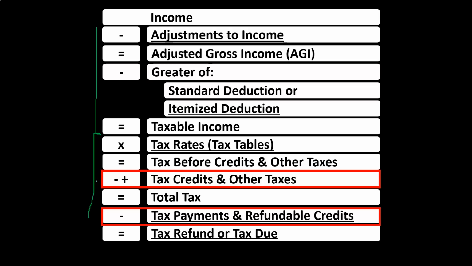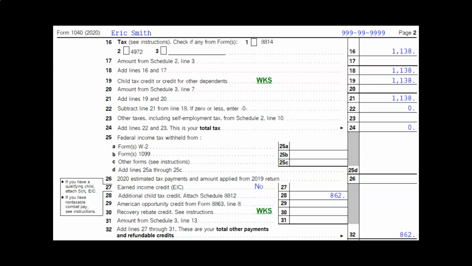The refundable credits actually do take the tax below zero, and then you can actually get a refund even if you didn't put any money in, even if you didn't owe anything. And the child tax credit does fit within that category. That's where our focus will be.